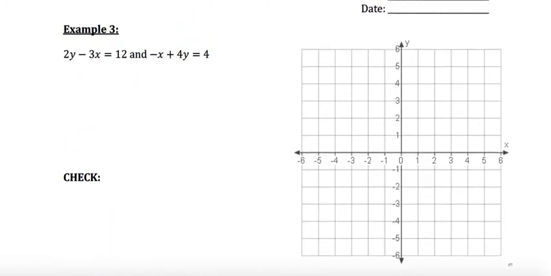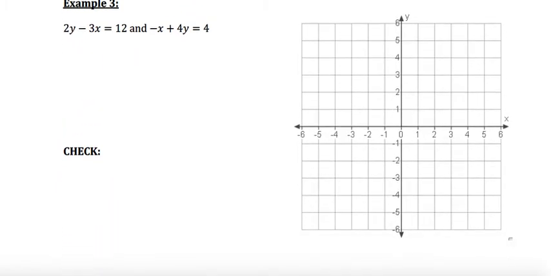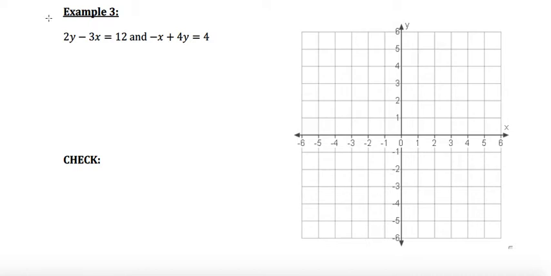Two more examples. Equation number 1. My y is already a positive value, so I'm going to move my -3x to the other side. So I have 2y is equal to, this becomes a positive, 3x plus 12.